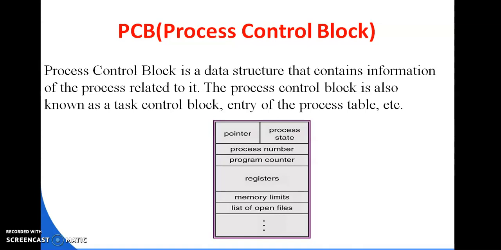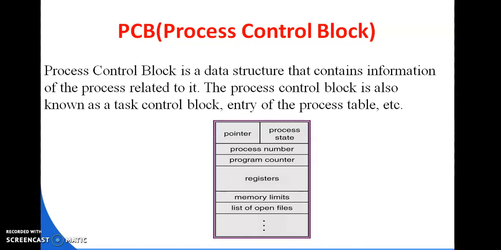Next is your register. It specifies the registers that are used by the process. They may include accumulator, index register, stack pointer, general purpose register. So these are the different types of registers, like accumulator, index register, stack pointer, and the general purpose register. Next is your list of open files. These are the different files that are associated with the process.